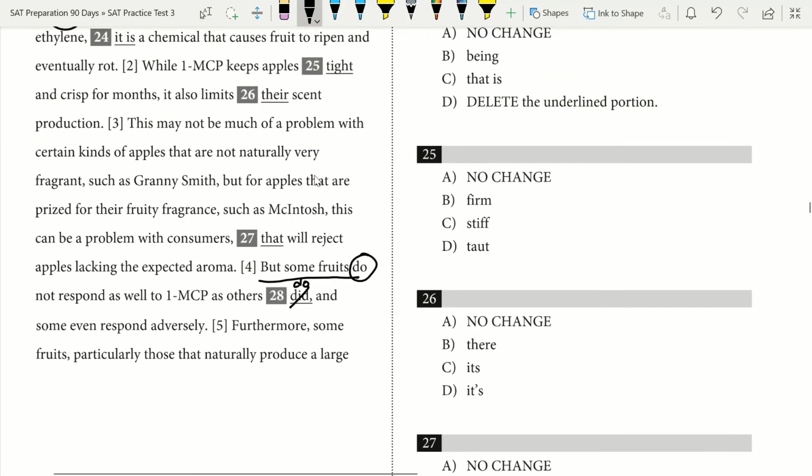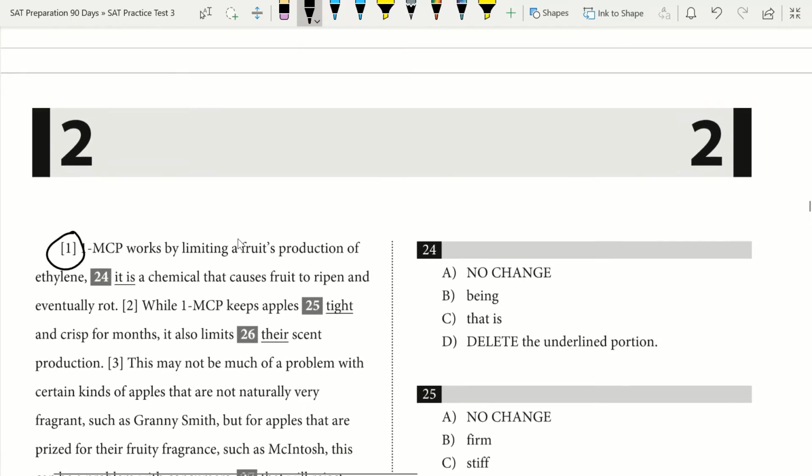So we have, "but some fruits do not respond as well to 1-MCP as others do, and some even respond adversely." All right, so I want to see a transition, so I want to see a contrast before this, and then I want to see after it that I'm talking about fruits that respond adversely to 1-MCP. That should come after. Anytime I'm asked to place a sentence, I'm going to read it and come up with what I think should come before it and what should come after it. All right, so that's what I got right there. So now I'm going to go ahead and read through and place it.